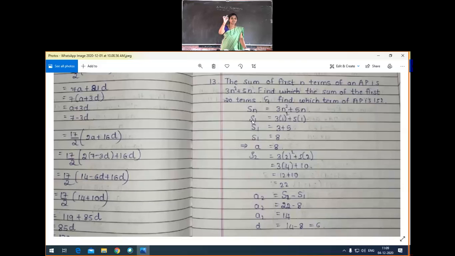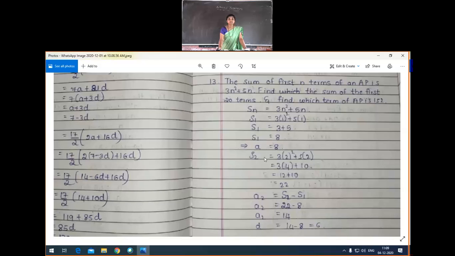That is a single term. First term we'll get actually. So in place of n, let us substitute 1. Then 3 into 1 square plus 5 into 1. Then S1 is equal to 3 plus 5, which is equal to 8. Then S1 is equal to 8, in the sense A is equal to 8. First term is 8.